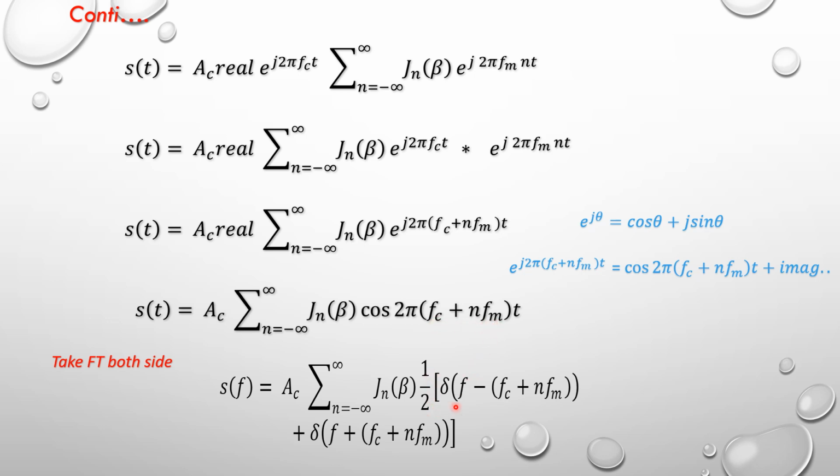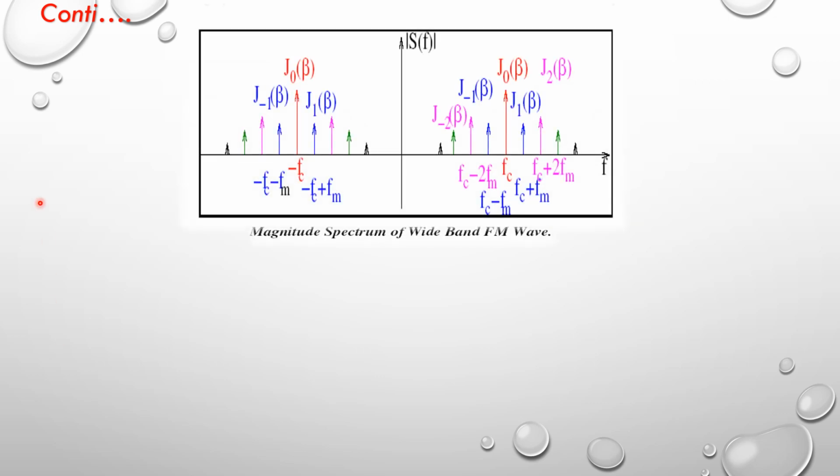So it is equal to 1 by 2 of delta of f minus f naught, where f naught is equal to fc plus n fm, plus delta of f plus f naught, where f naught is equal to fc plus n fm. This is the frequency domain equation, and the earlier one is the time domain wideband frequency modulation equation. Then we have to draw the spectrum for S of f. And this is the magnitude spectrum of the wideband FM wave.